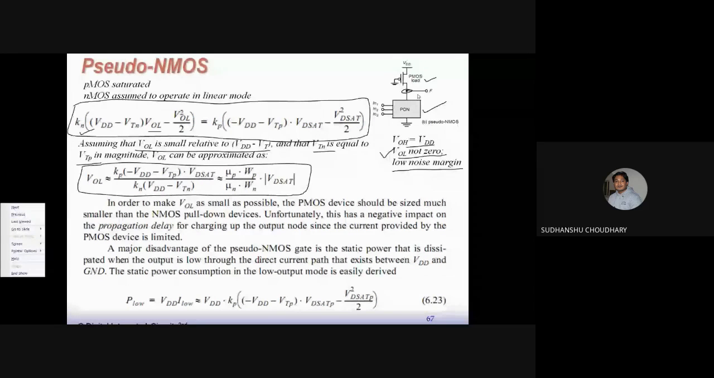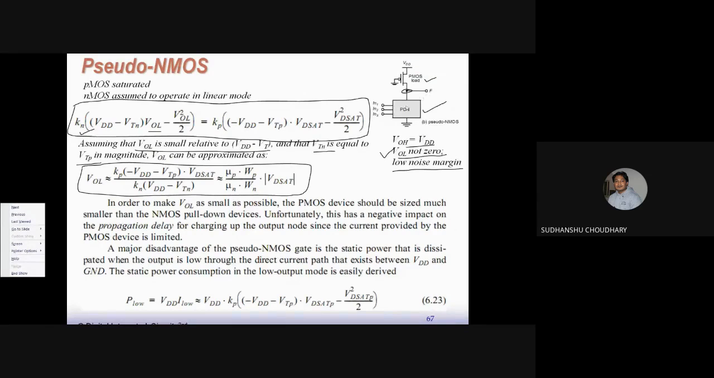Now, when the pull down network is on, there is a path between VDD and ground, because PMOS is always on. So static power dissipation exists in this case. That static power dissipation can also be calculated, when the output node F is switching from high to low.